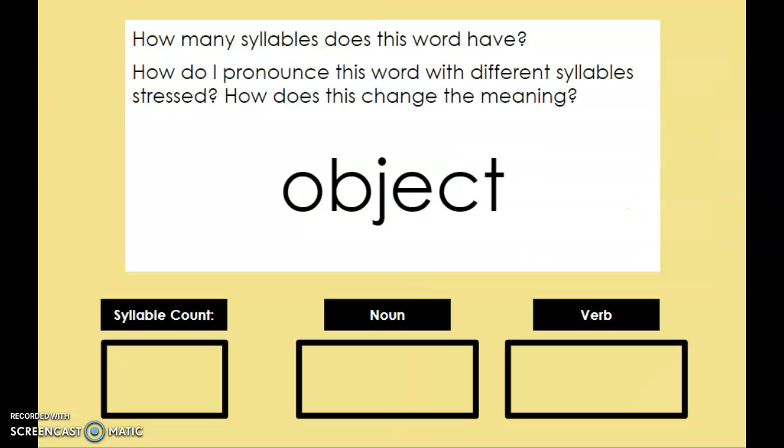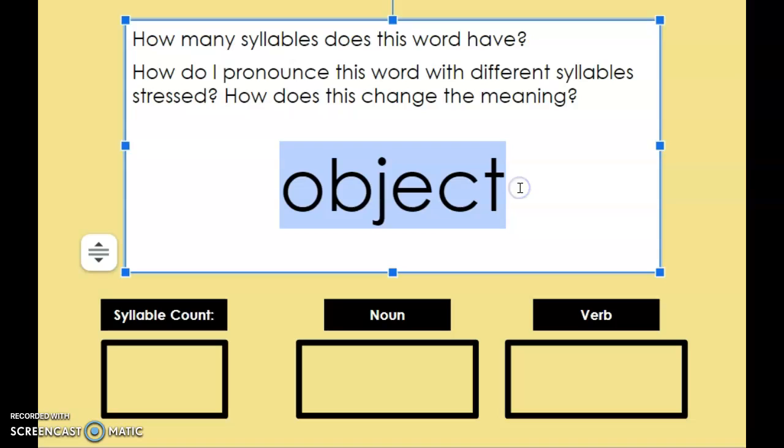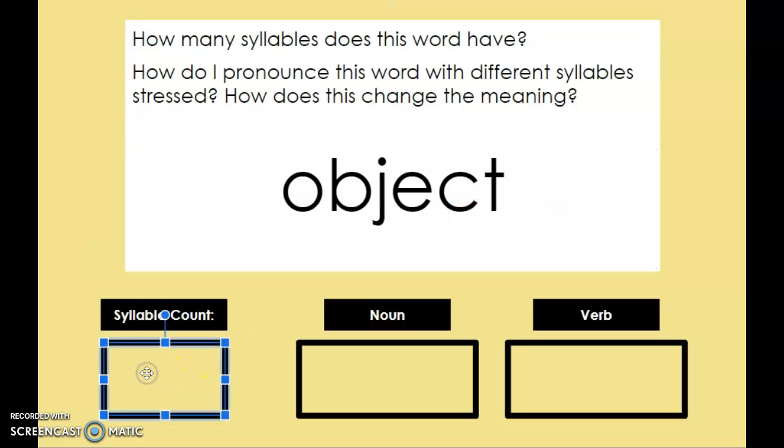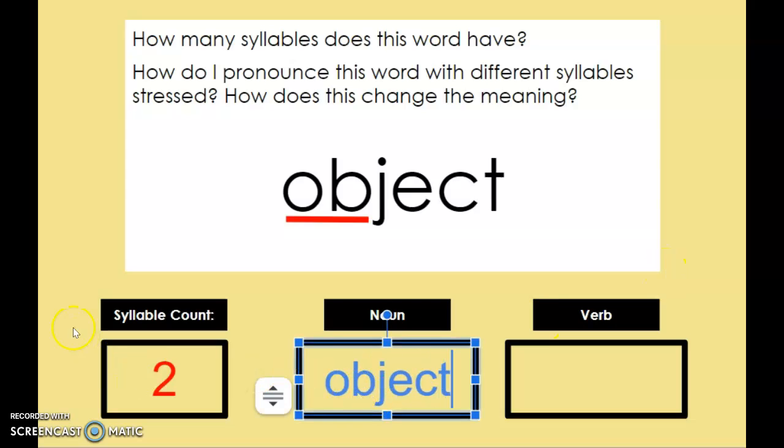Okay, so let's take a look at our example. I see this word and I know that I could read it in two different ways. But first I'm going to count how many syllables this word has. Object, object. I count 2 syllables. Now, how do I pronounce this word with different syllables stressed? And how would this change the meaning? Well, let's stress the first syllable of our 2. Object. Well, I know an object is a thing. My chair is an object. My toy is an object.